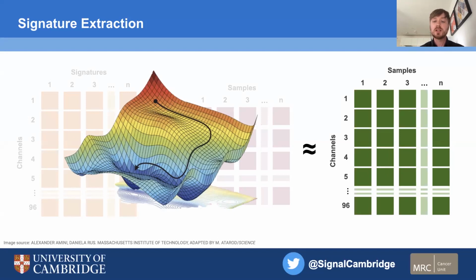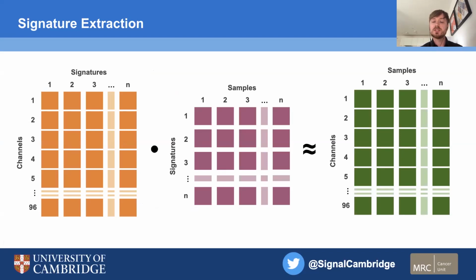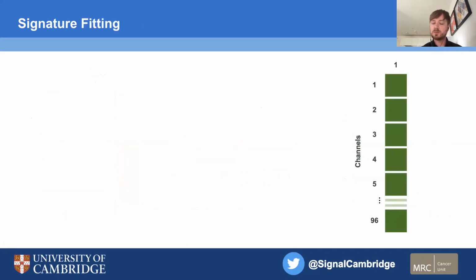So we pick a random starting value for these two matrices, and using a KL divergence-based optimization algorithm, we iteratively change those matrices in search of a solution that minimizes our error. What we end up with is our two matrices that together approximate our samples, the most important of which being the matrix on the left representing the common patterns or signatures that we've extracted. So that's signature extraction.